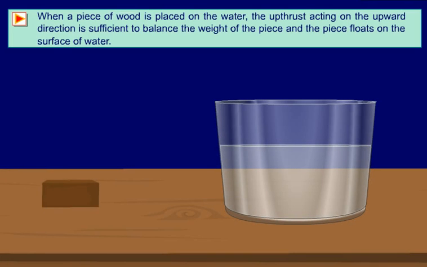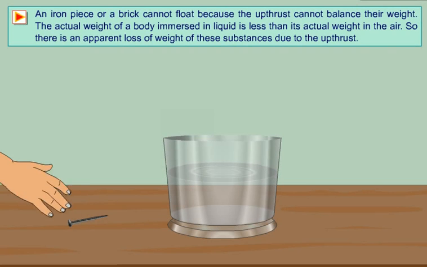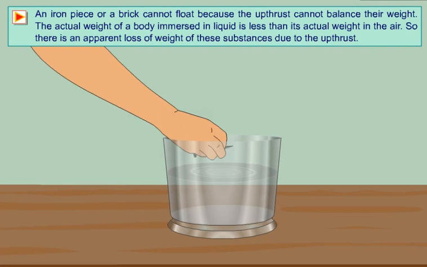When a piece of wood is placed on the water, the upthrust acting in the upward direction is sufficient to balance the weight of the piece, and the piece floats on the surface of water, while an iron piece or a brick cannot float because the upthrust cannot balance their weight. The apparent weight of a body immersed in liquid is less than its actual weight in the air. So there is an apparent loss of weight of these substances due to the upthrust.